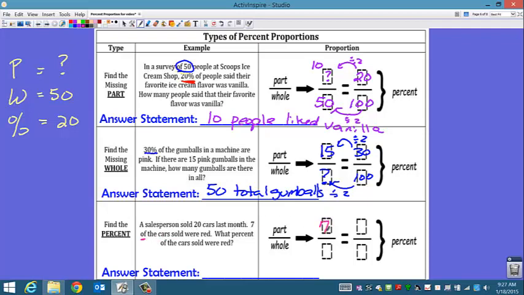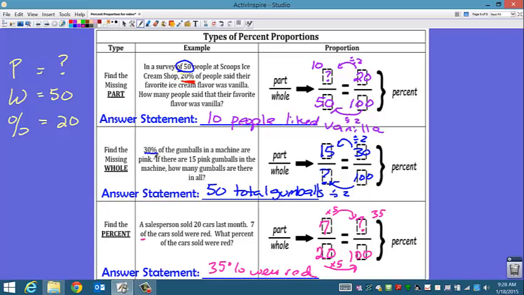Instead, the 7 is the part. And the whole is the 20. That's how many they sold in all. Out of that, 7 were red. And we're looking for the percent, and this will always be 100 down here. So what do we do to 20 to get 100? Multiply by 5. Do the same thing. 7 times 5 is 35. So 35% of the cars sold were red. There's your answer statement.